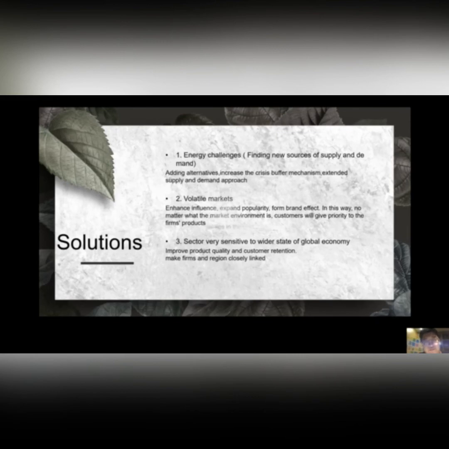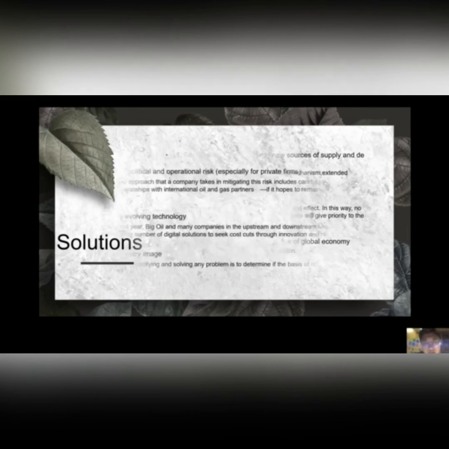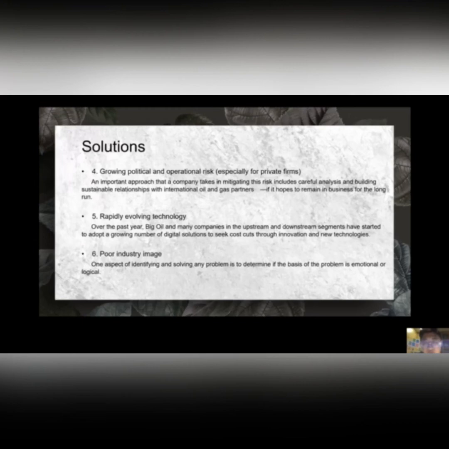Okay, next page. The first one is, in the face of the increasing political and operational risks, the company's first priority is to thoroughly analyze the specific risks it faces and to have a crisis response strategy in advance. At the same time, we should also set long-term goals and build sustainable relationships with other oil and gas companies to meet challenges together. And the fifth one is rapidly evolving technology.